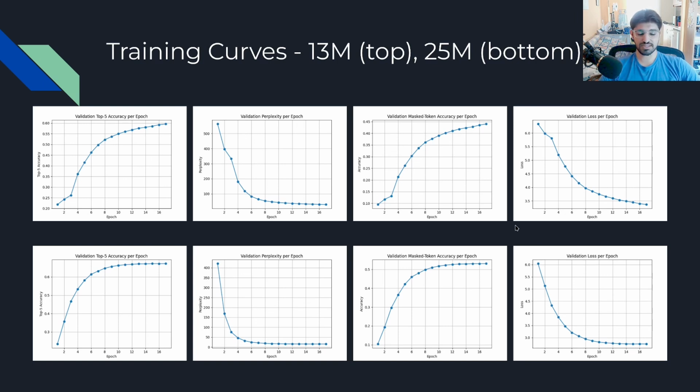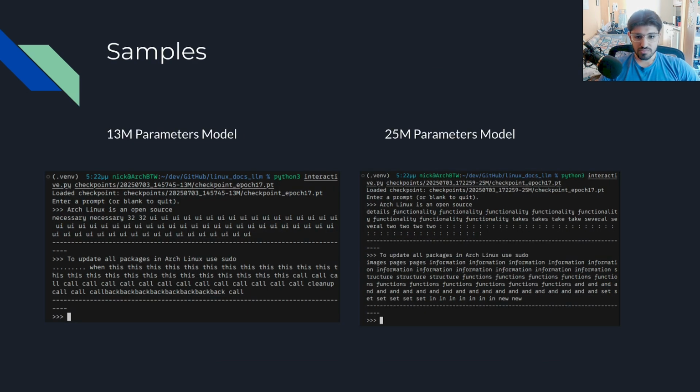From these results, we can see that the model is learning something, but what it is learning is not the desired function. Here are a few samples. As you can see, both models cannot answer any question, answering with gibberish.